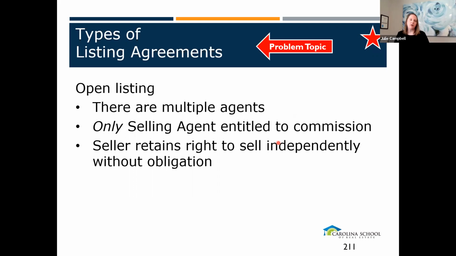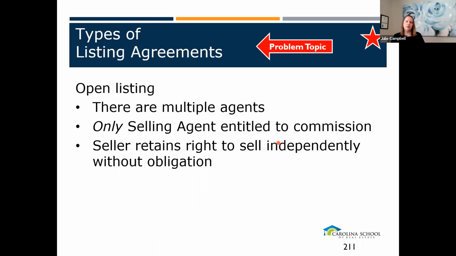An open listing is non-exclusive, which means how many firms can the seller date? As many as they want. They can play the field, can't they? Open listings are non-exclusive, which means we have multiple agents. But guess what? Only the one that brings the buyer is the one that's going to get paid. It may be one of the agents that listed it. It may be an agent from a different firm. The only one to get paid is the selling agent, the one that brings the buyer.